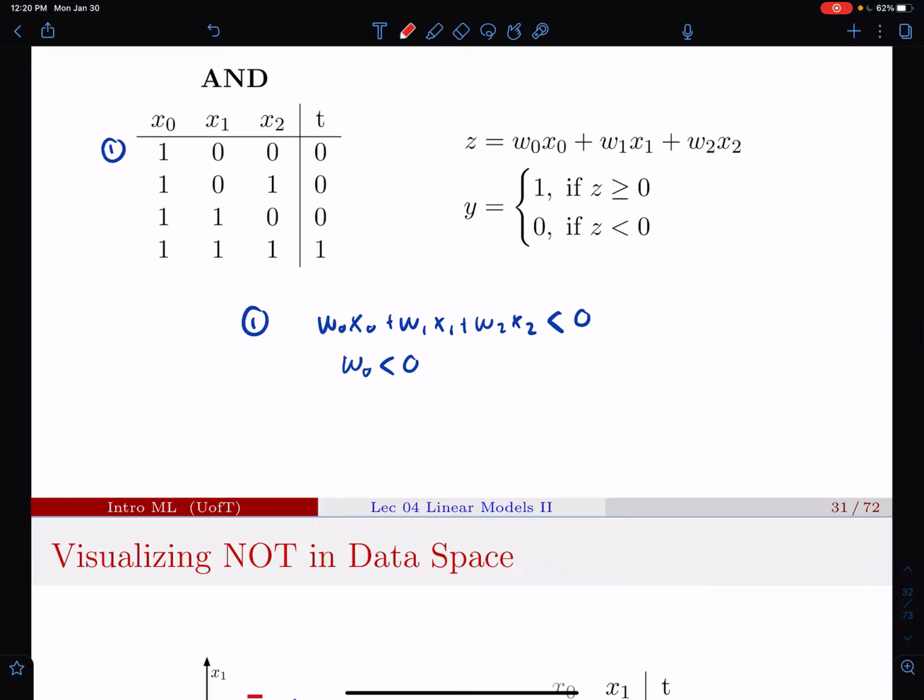But in general, we're not going to be using this method of explicitly finding out what the classifier is by hand. This is machine learning, so our goal is to try to learn this through data and find what the weights should be.